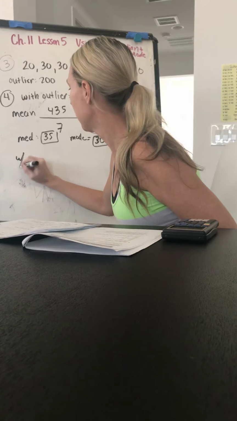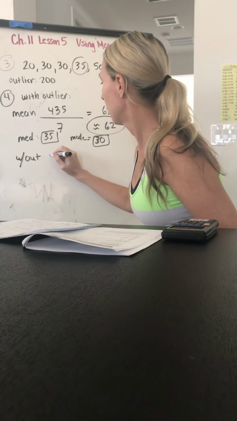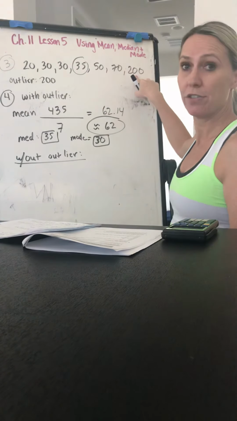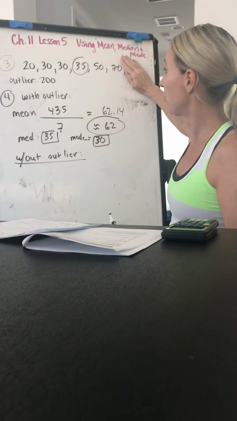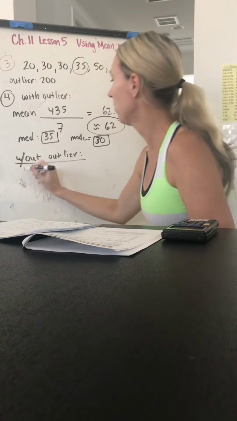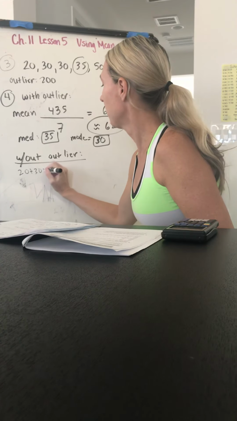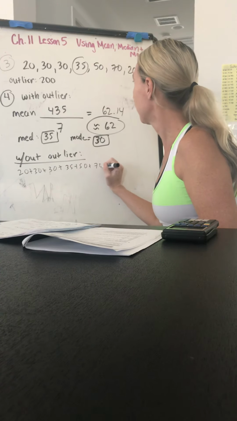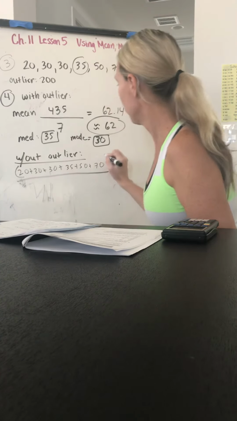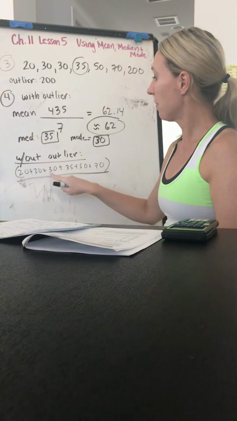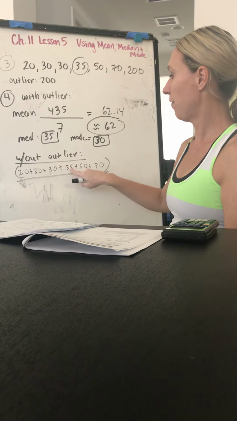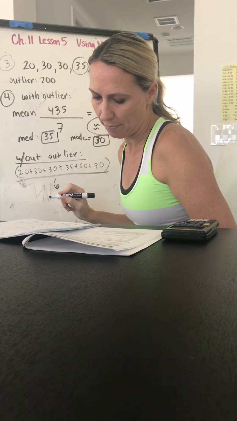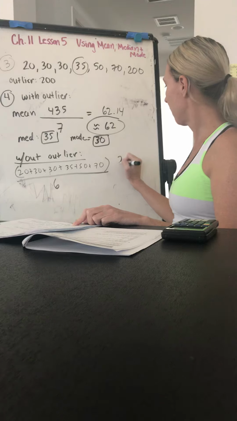Now we're going to do the same things, the mean, median, and mode, but without the outlier. So we're not going to include this 200. We're going to pretend the data set is just that. Okay, so I'm going to do 20 plus 30 plus 30 plus 35 plus 50 plus 70. And then when I add all those up, I'm now going to divide by 1, 2, 3, 4, 5, 6, because we're only using 6 numbers. So when you add that up, you get 235.